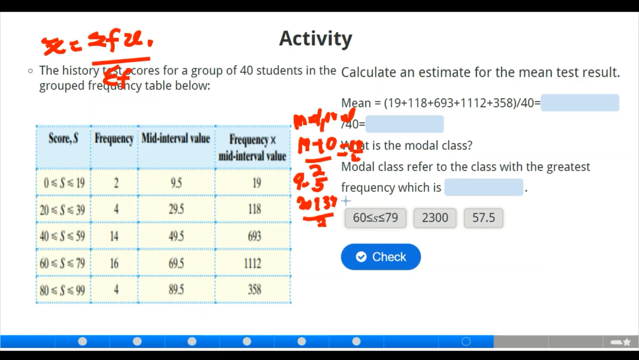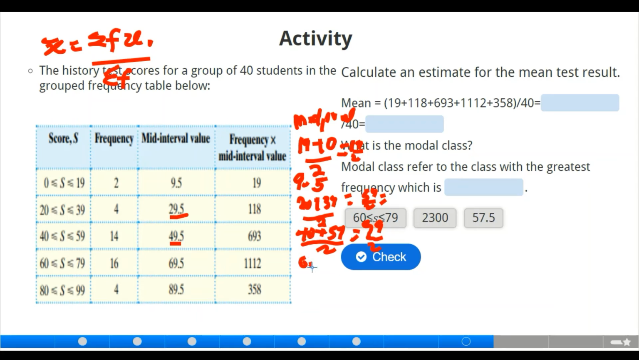So 20 plus 39, that is what? I think that should be 59. So we have 59 divided by 2, which will give us 29.5. We come here again, the third one, 40 plus 59 divided by 2. That should be 99 over 2, right? So 99 divided by 2 will give us 49.5.